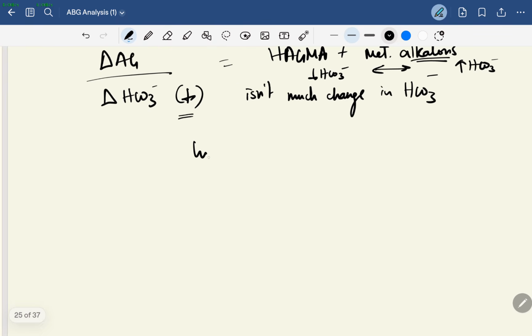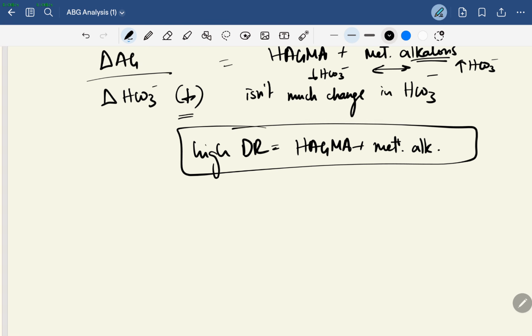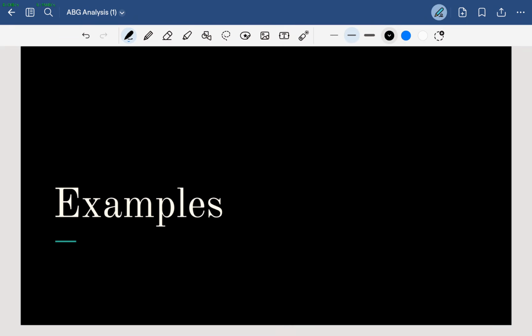So to simplify, high DR equals HAGMA plus metabolic alkalosis. And that's the end of this topic.